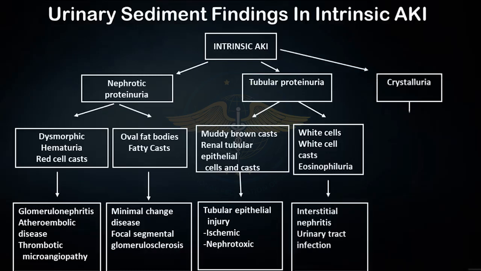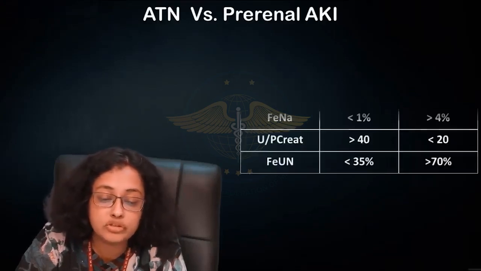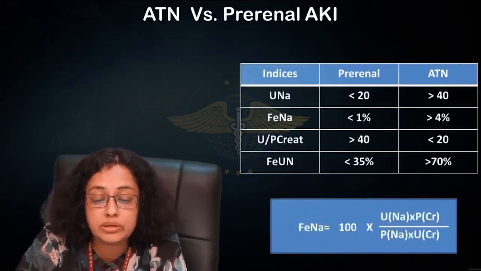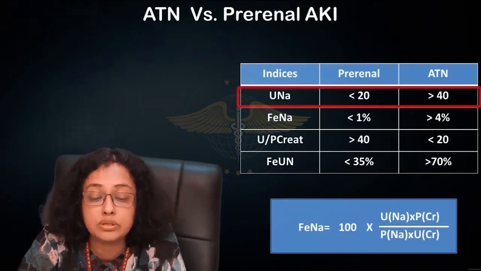Presence of crystals could suggest drug toxicity, urate crystals leading to urate nephropathy, and calcium oxalate crystals suggesting ethylene glycol intoxication. Urinary indices were considered to be important to differentiate between acute tubular necrosis and prerenal AKI. Patients with prerenal AKI have a sodium avid state, so the kidneys try to reabsorb all the sodium, so urine sodium is low.